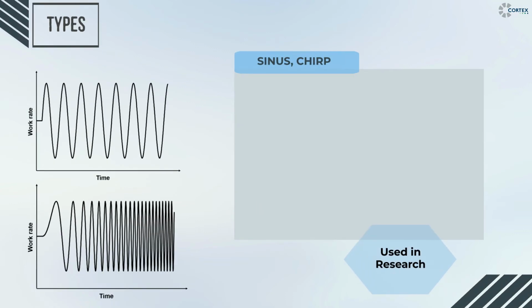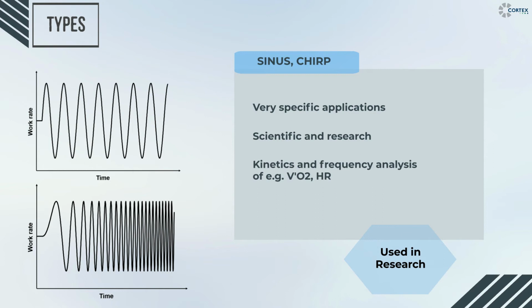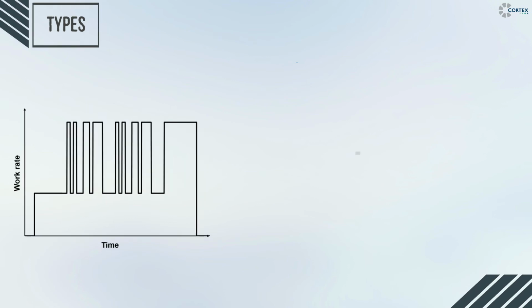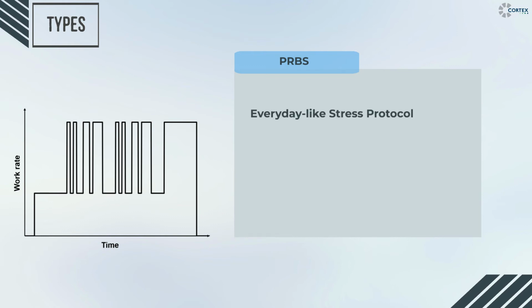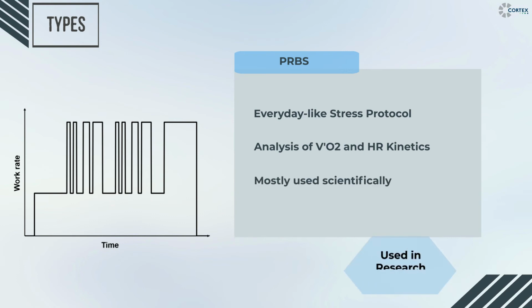Sinus and Chirp protocols are more rare methods focused on scientific studies and research, where observation of kinetics and frequencies are the main core of the investigation. Another example of a specialized protocol is the pseudo-random binary sequence, or PRBS, where it tries to mimic the physiological stress of an everyday life situation, with an interest on the kinetics of the investigated variables. Its application is generally seen as well on the field of research.